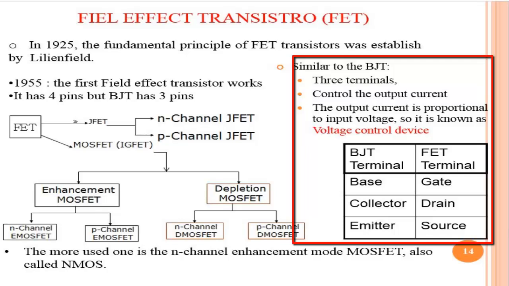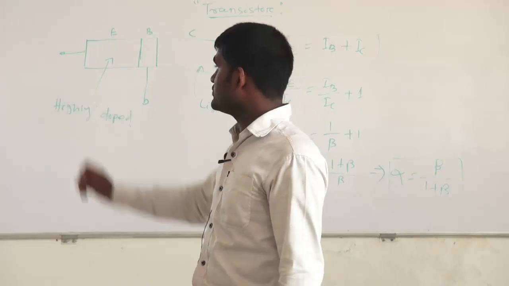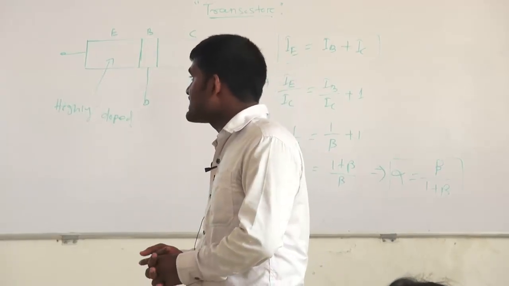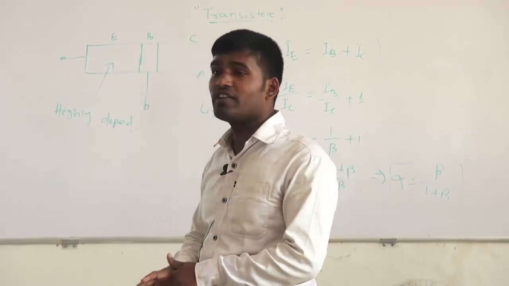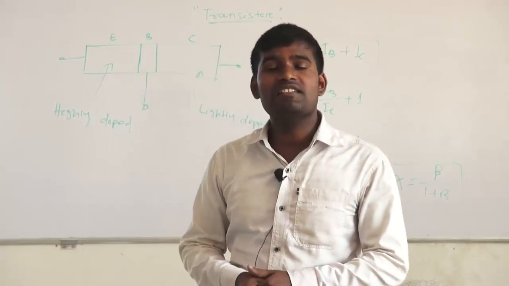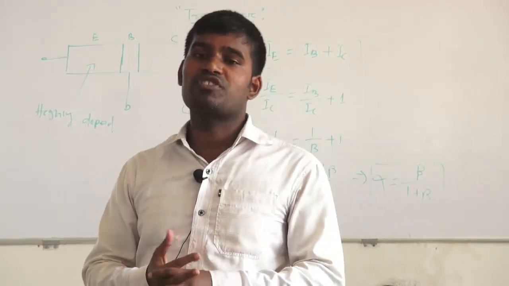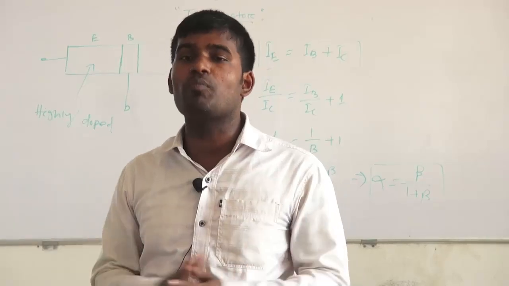Base, gate, collector, drain, emitter, source. Only the substrate is the other one, also known as the body part. The more used one is the N channel enhancement mode MOSFET, also called NMOS. For P channel it is PMOS. So PMOS plus NMOS is equal to CMOS, complementary MOS.